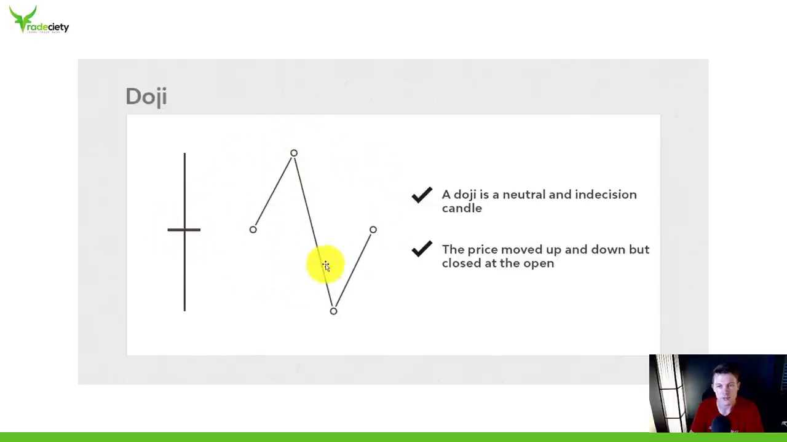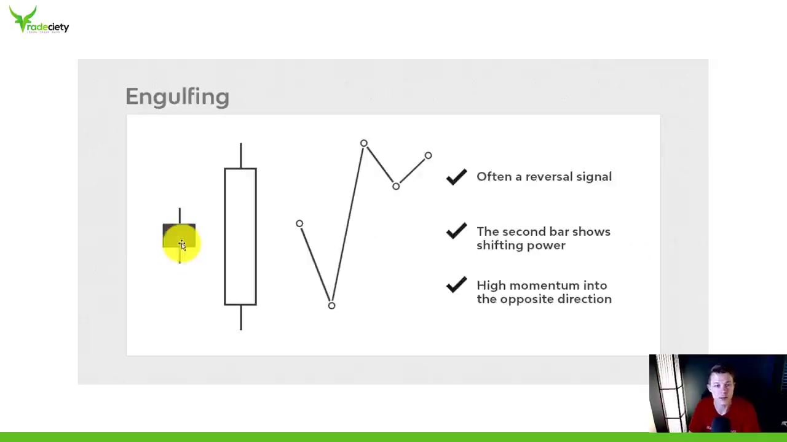So we could also flip this around. Without looking at a lower time frame, we will not know exactly if the price moved higher first or lower first, but that doesn't matter. The most important piece of information of the doji is that it is a neutral candle. The price closed right where it opened, and there was a lot of volatility in between.